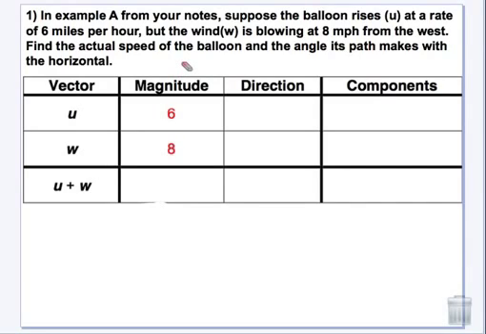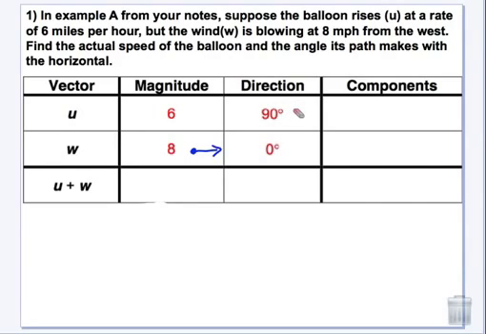It's blowing from the west. Well, if it's going from the west, that means it's going east. So what direction is that? You're going 0 degrees, okay? So the wind has an angle of 0 degrees. Find the actual speed of the balloon and the angle its path makes. Notice they didn't tell us that the balloon is going straight up. But we know if a balloon is rising, as long as there's no wind, the direction will be 90 degrees there. Okay?